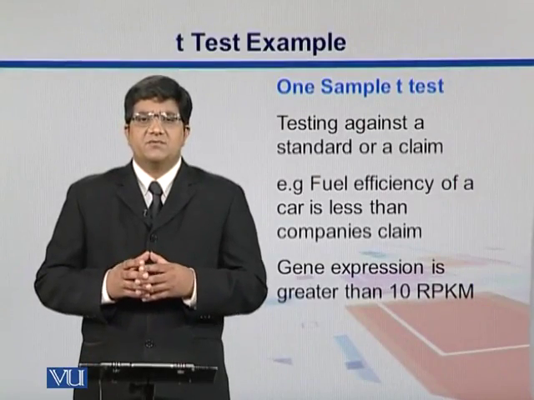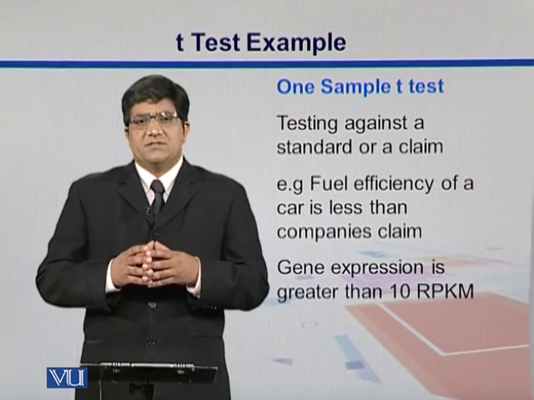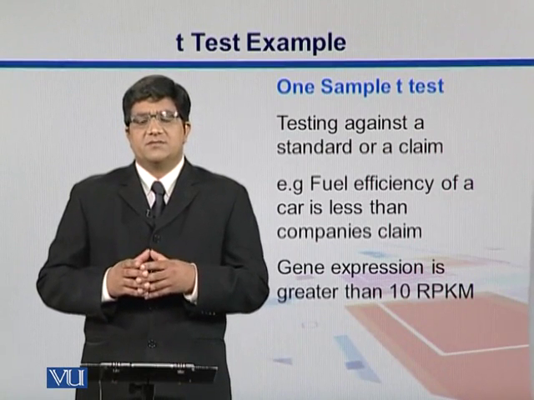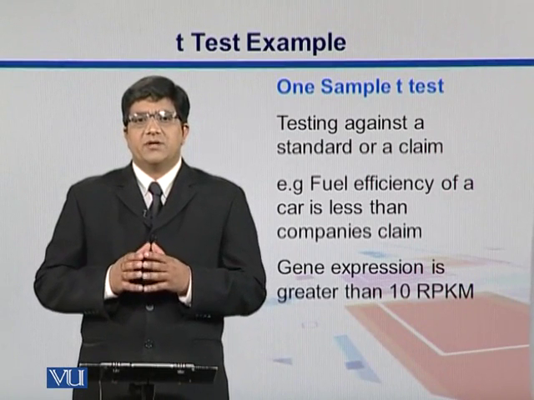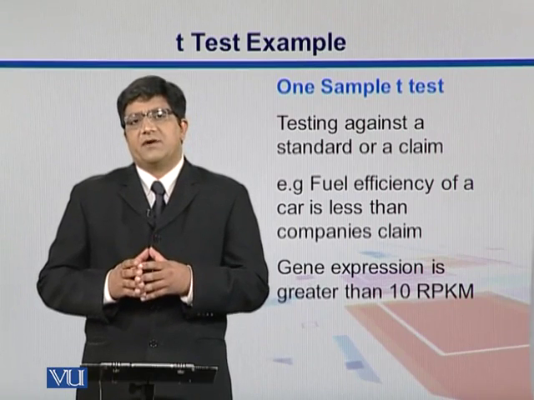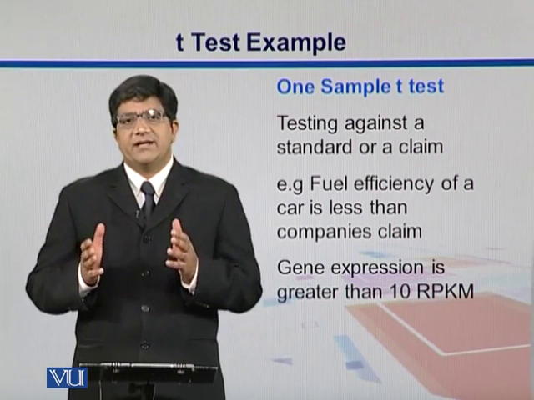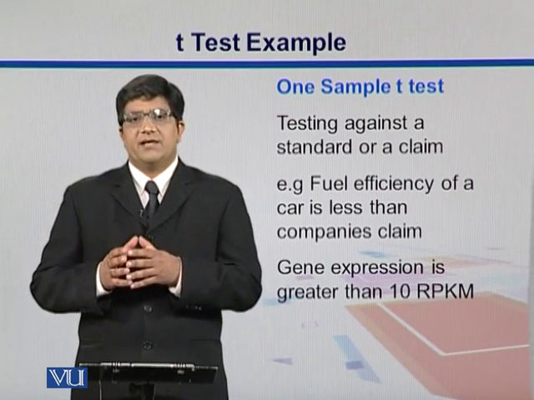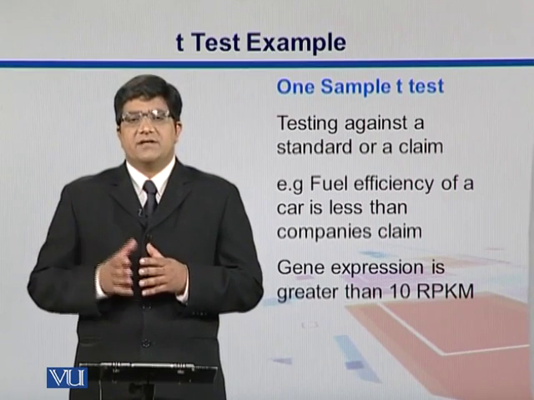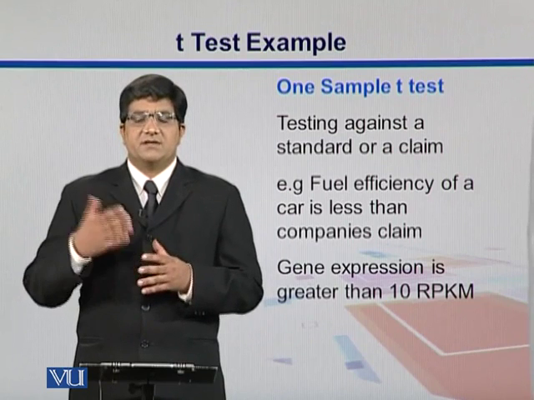T-distributions can be used to find the significance test for some numbers. So we can come up with some number and then look into its probability of finding under a t-curve. So for instance, we can have a one sample t-test where we are having some claims or some standards against which we are testing some samples.